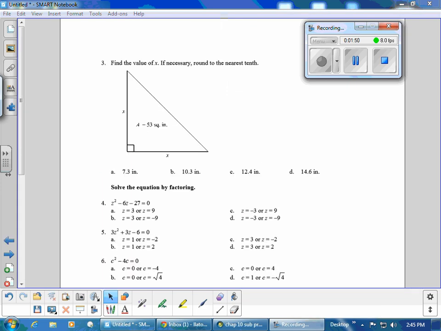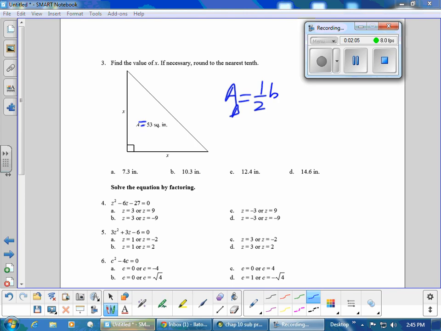Okay, moving on to the next page, question number 3. We have the area, and that should be an equal sign, 53 square inches. Well, we know the area of a triangle, or you should know the area of a triangle, is 1/2 the base times the height. In our case, the 53 should equal 1/2 the x times the x, since the base and height are both x. This translates into this question, 53 is equal to 1/2 x squared.